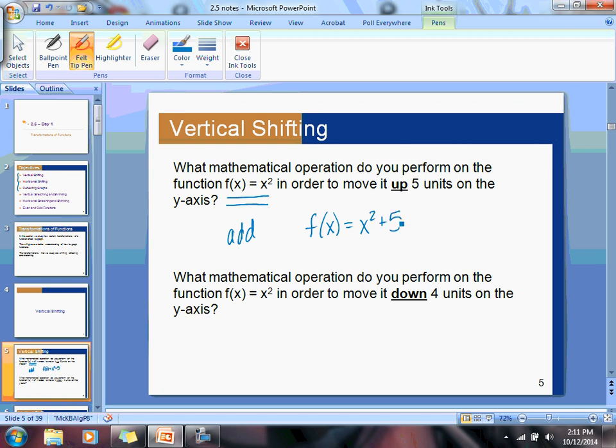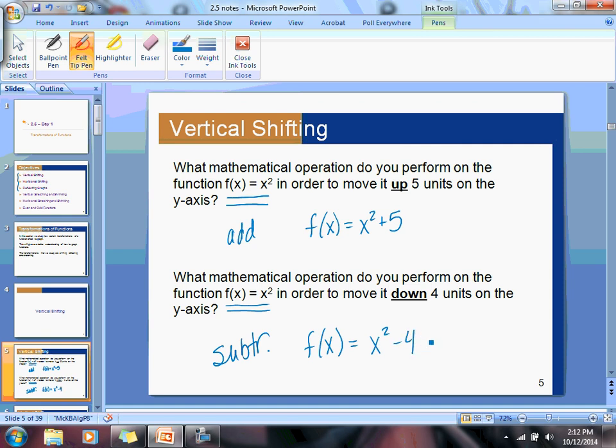And then alternately, what mathematical operation do you perform on the function f of x equals x squared in order to move it down 4 units on the y-axis? Again, same function, still the same parabola, it's opening up, its y-intercept is at 0, 0. So if you want to move that down 4 units on the y-axis, hopefully you know that you need to subtract. So you would need the function f of x equals x squared minus 4.